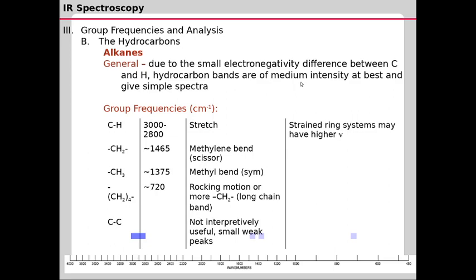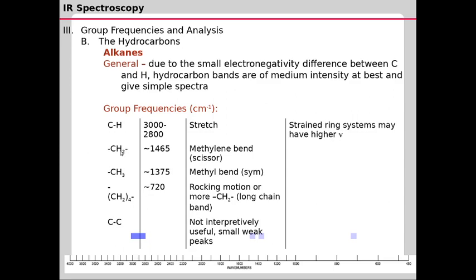If you consider each of the group frequencies given in centimeter inverse, the first one is CH stretching vibration. This usually appears in a region of 2800 to 3000 centimeter inverse in simple alkanes. But if you consider ring systems such as cycloalkanes, cyclopentanes or cyclopropanes, then the strain in the ring system may bring the CH stretching frequency to a higher frequency. So keep this fact in mind.